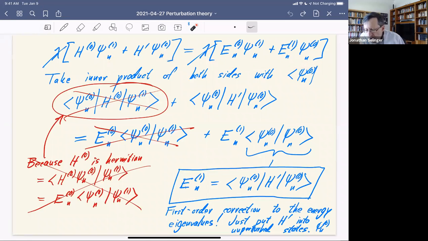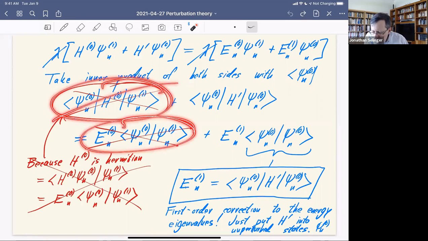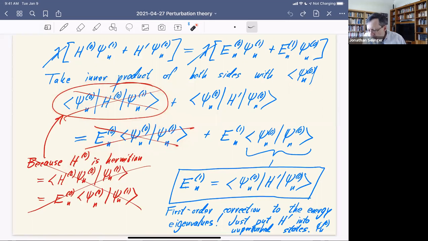What can we do with that, right? Well, for one thing, we can take the inner product of both sides with this bra, the psi 0n bra. When we do that, we see that the first term here cancels the first term there. And then the inner product here is 1. So look, we get a nice equation for the first order term in the energy eigenvalue.